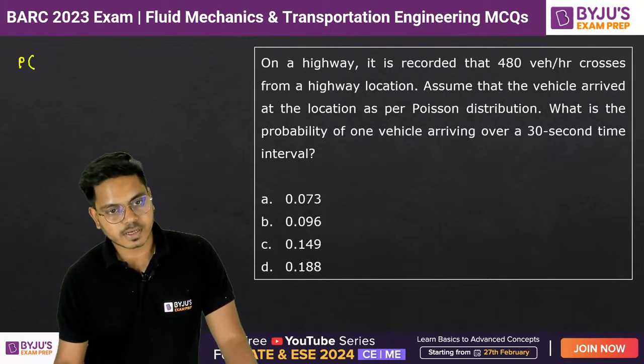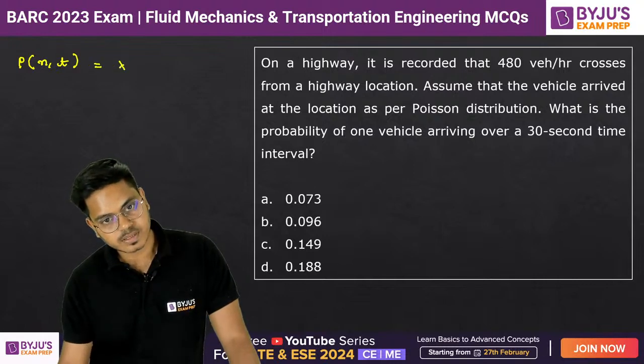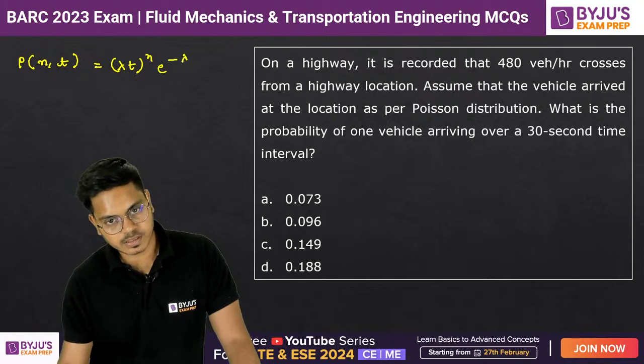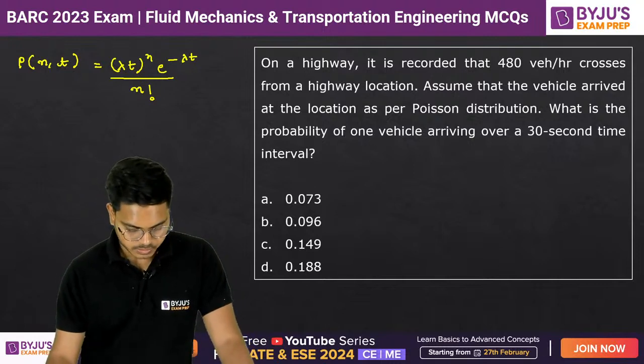Probability of n number of vehicles passing in t time is lambda t power n, e raised to the power minus lambda t, divided by n factorial. So get the value.